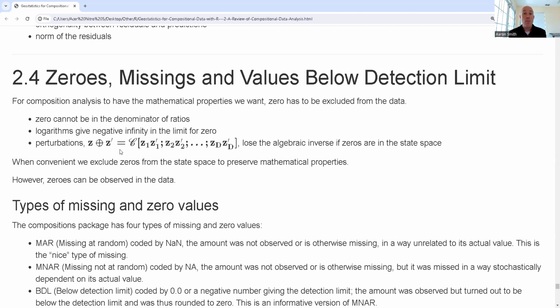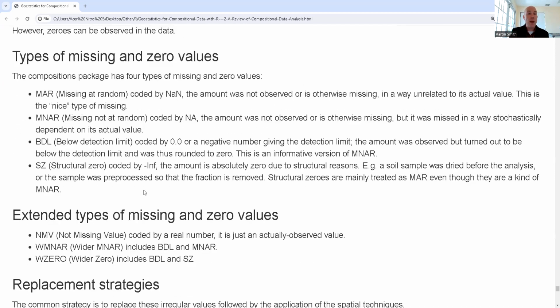I'm just going to talk about different approaches, different points of view that the authors of the textbook talked about. All right, so the package that I referred to a moment ago, they have several types of missing values and zero values. And so there's four of them for how they code it. There's first and foremost missing at random, and this package codes missing at random as NaN, not a number. The amount was not observed or is otherwise missing in a way unrelated to its actual value. This is the nice type of missing.